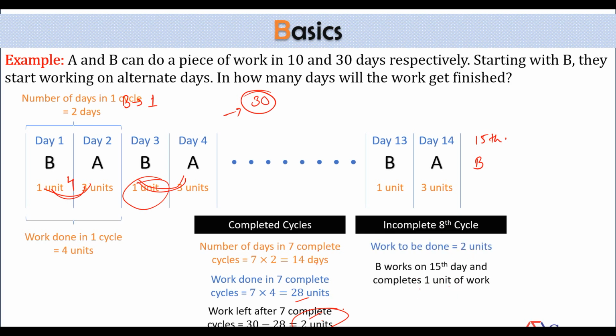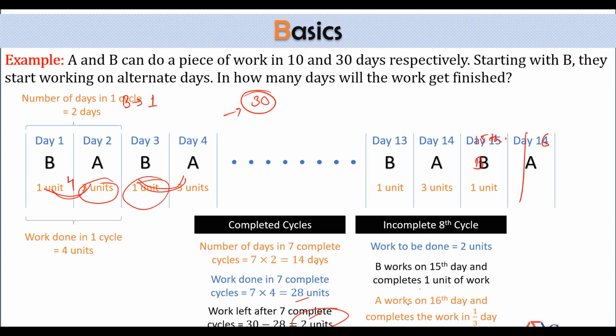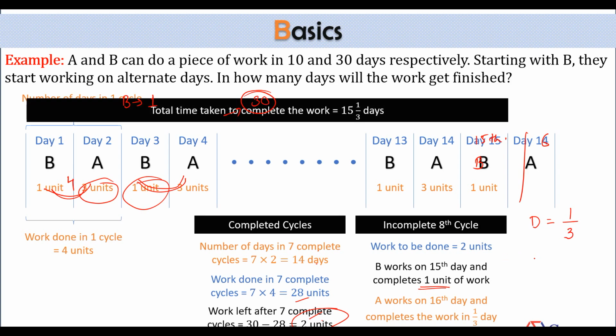Yes or no? So 28 plus 1, 29 units will be finished in how many days? 15 days. Still one more unit is left. Whose turn is now? On the 16th day, it will be the turn of A. Now, what's the efficiency of A? A can do 3 units per day, and the work left is only one unit. So the time required, in days, is equal to work left by the efficiency of A. That is 1 by 3. So now the answer becomes 15 1 by 3.